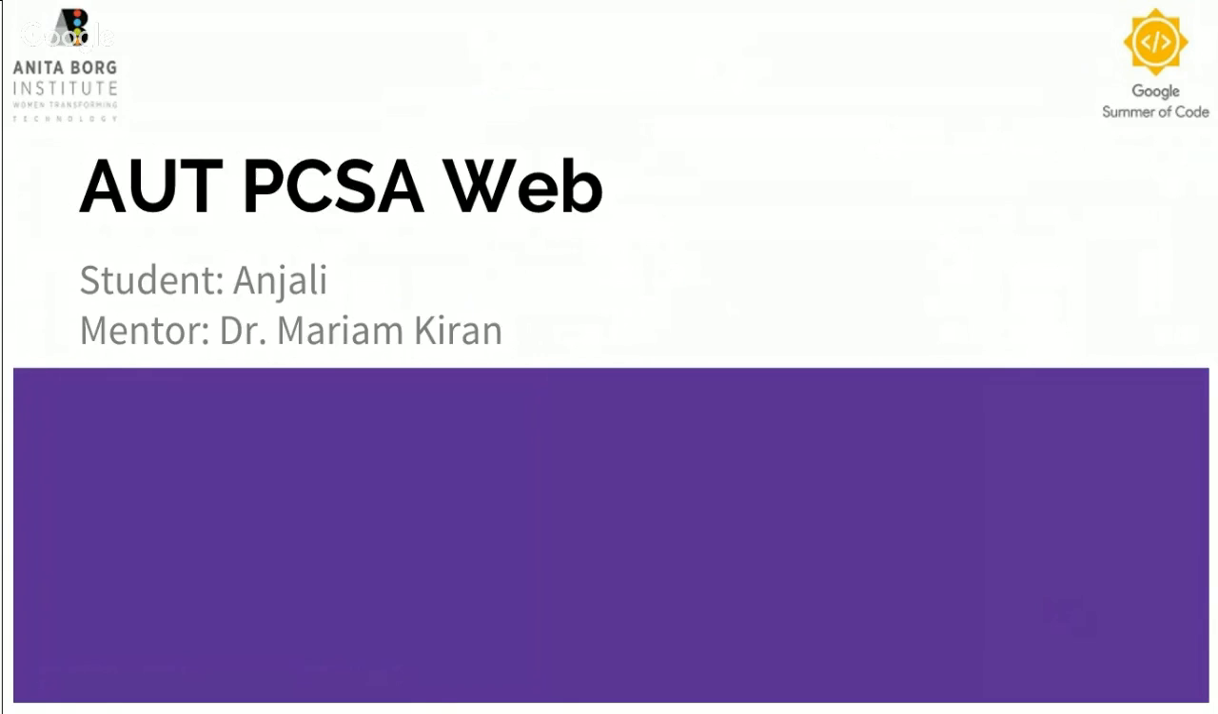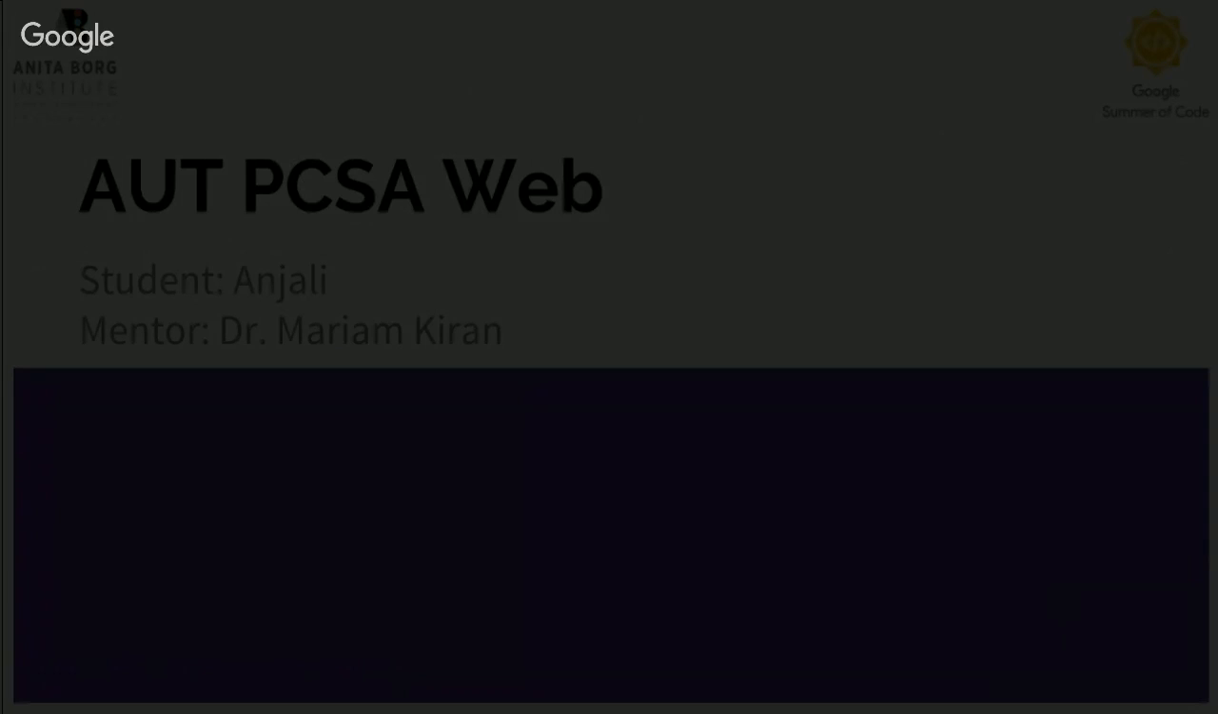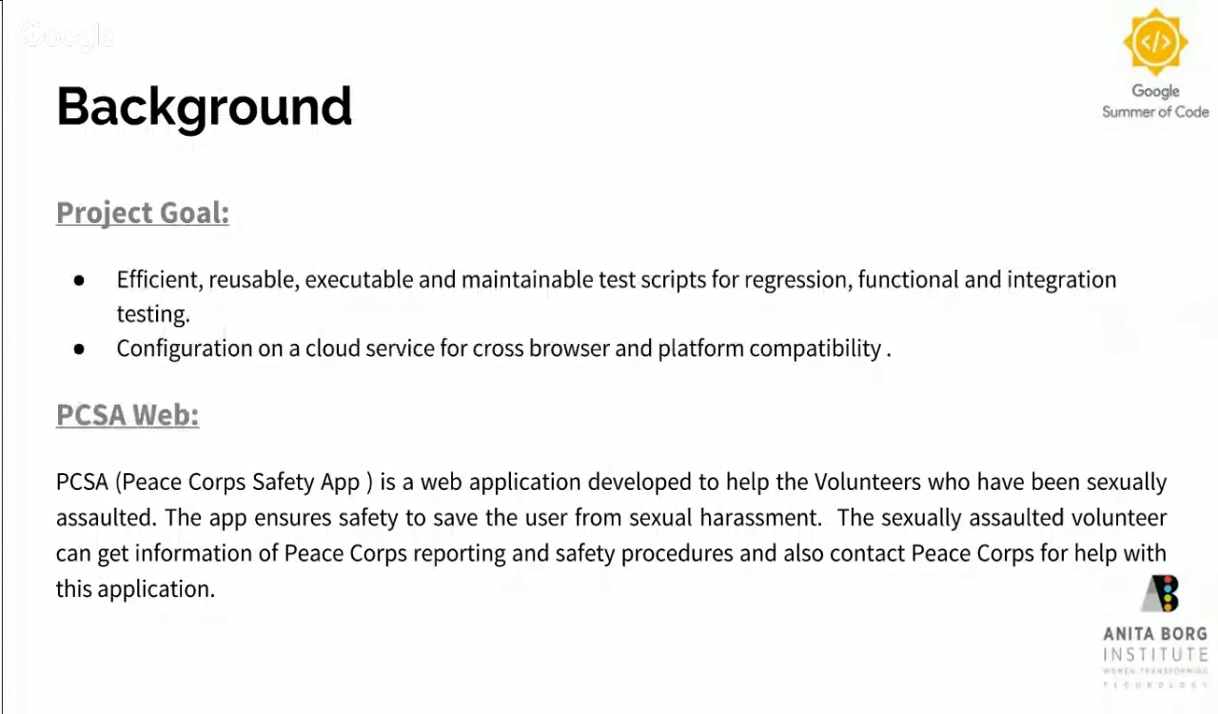Welcome to the demo of automation testing of PCSA Web. I was working on this project for Google Summer of Code 2016 with Mariam as my mentor. This project is basically a development of a Java-based automation testing framework for PCSA Web, which is a web application developed to help volunteers who have been sexually assaulted. It helps the volunteer to contact Peace Corps for help and safety procedures.